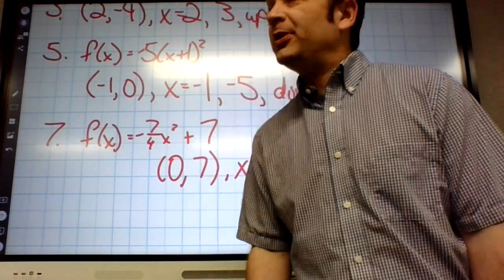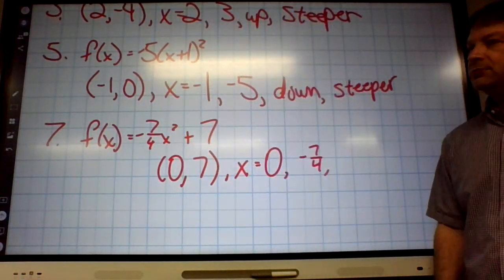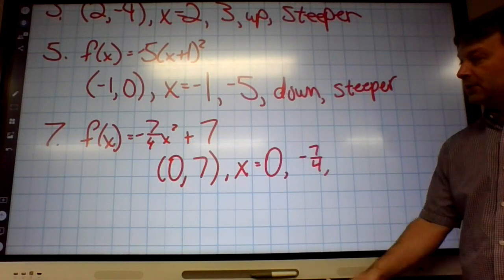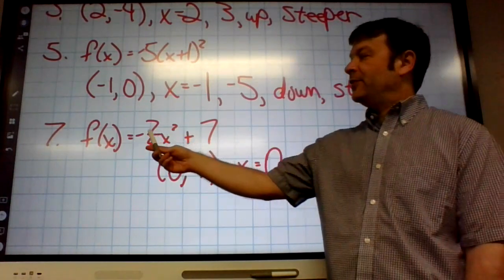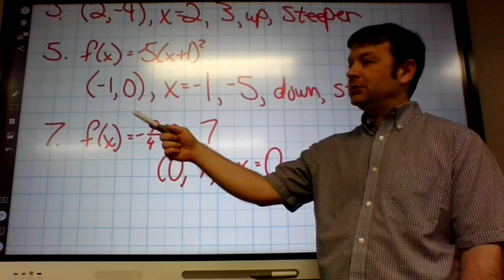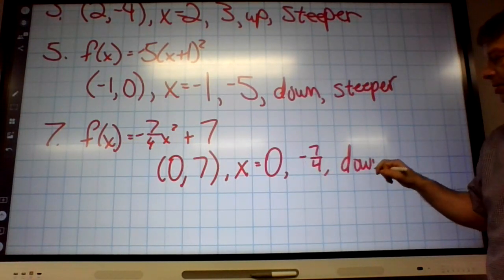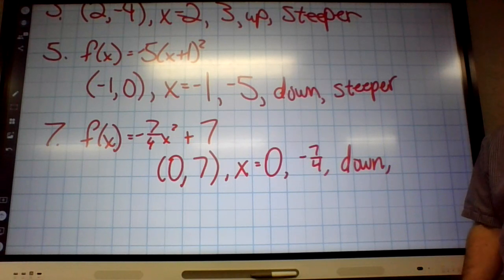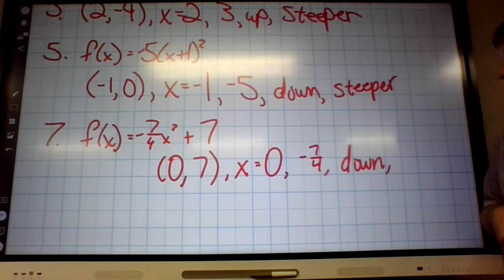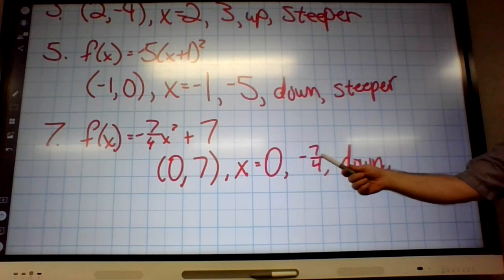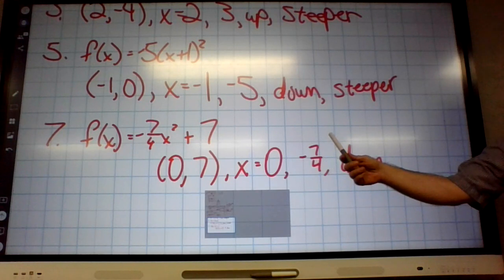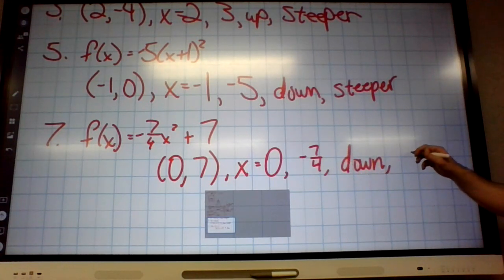And is it going to open up or down, Leah? If it's a negative on the front, it's going to open down. What was the next question? Oh, is it steeper, Devin, steeper or flatter than normal? It's flatter. Okay, what's 7/4 as a mixed number? 1 3/4. So steeper. It's actually going to be steeper.